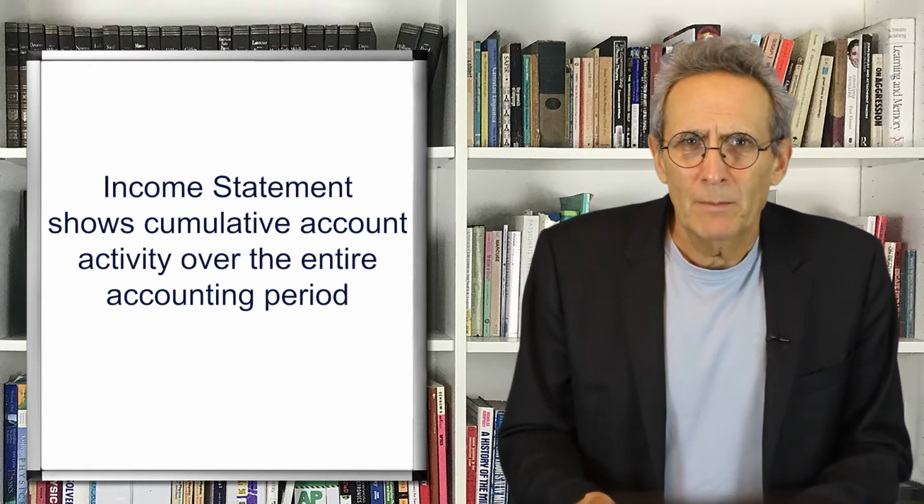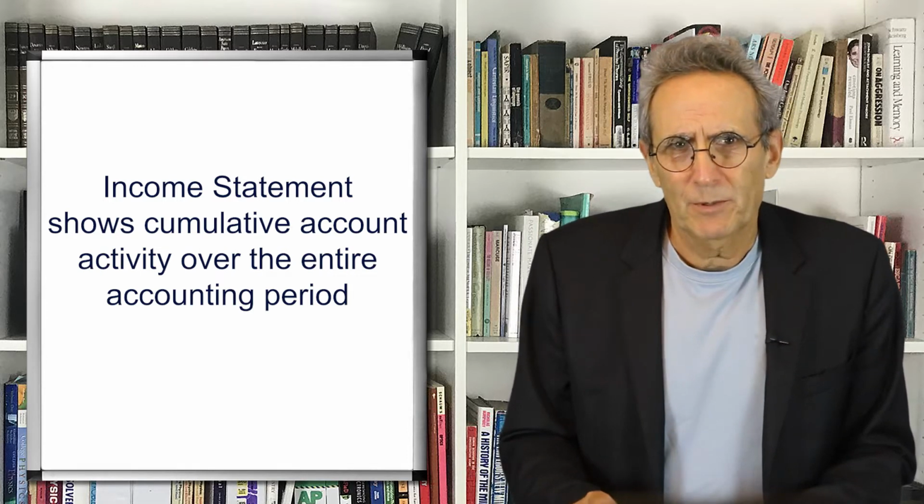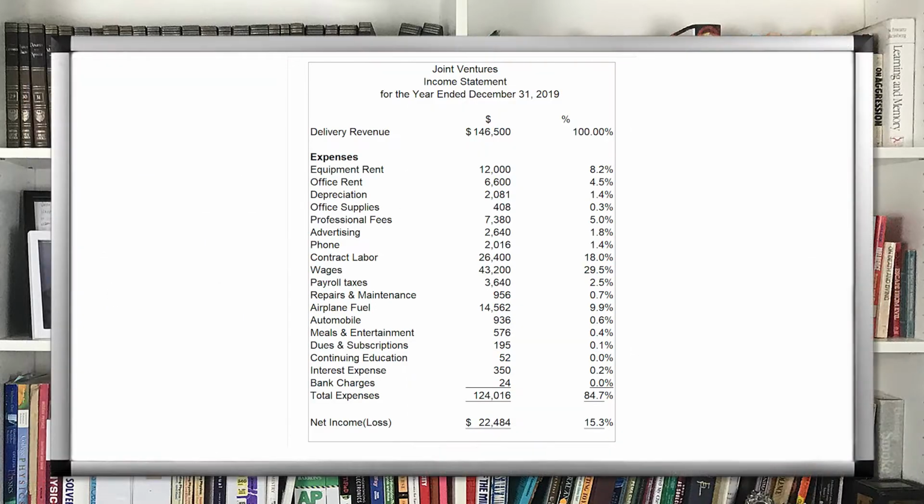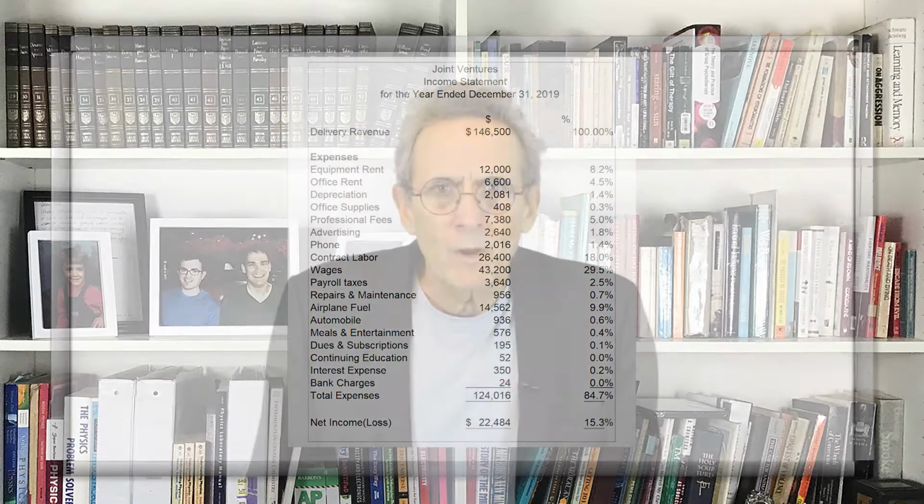They reflect income and expenses over the entire accounting period. Here's Joint Ventures' income statement. If revenue exceeds expenses, a business has net income or profit. If expenses exceed revenue, the business shows a loss. The form of the income statement is usually dictated by the nature of the business.